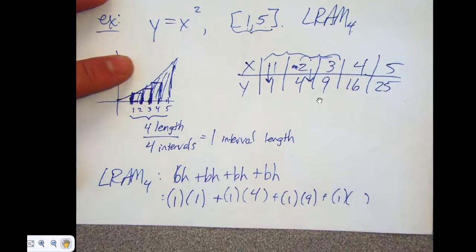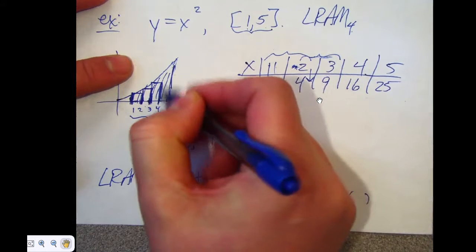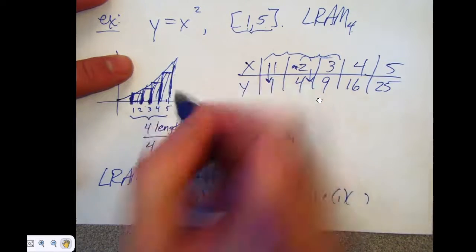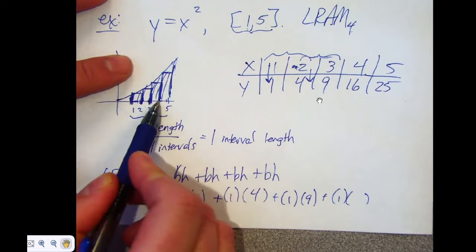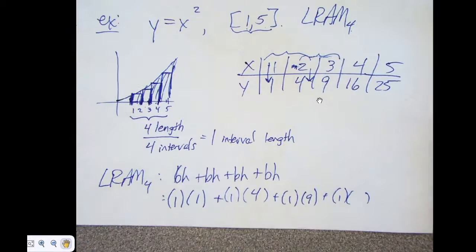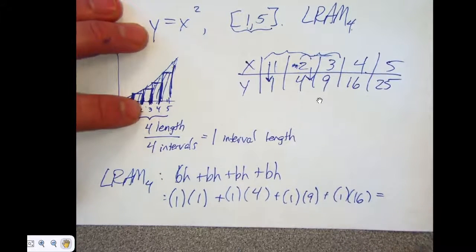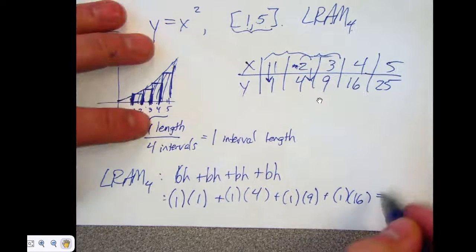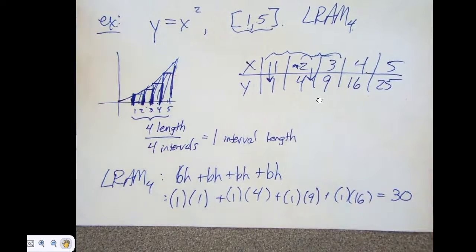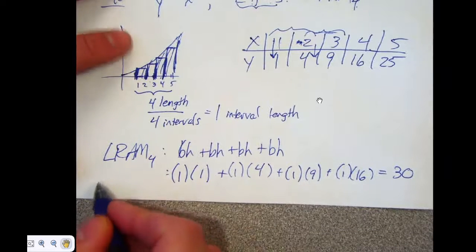Plus, and then from 4 to 5, base is still 1. You'll find the base is pretty common as we go. And then you use the left-hand number, so you're using 4 to find the height. So what's the height when x equals 4? 16. So if you add all those up, you get 30, right? Let's do RRAM of 4.